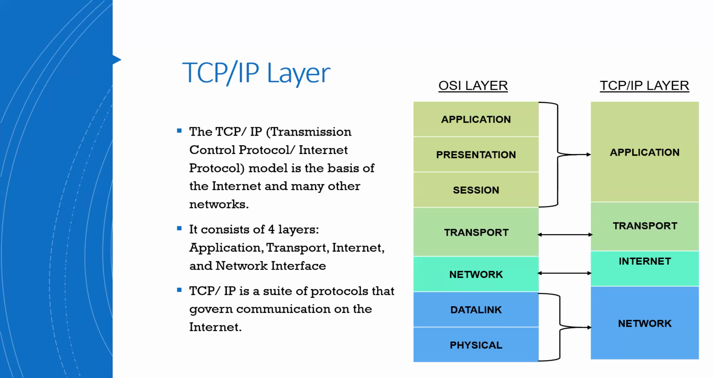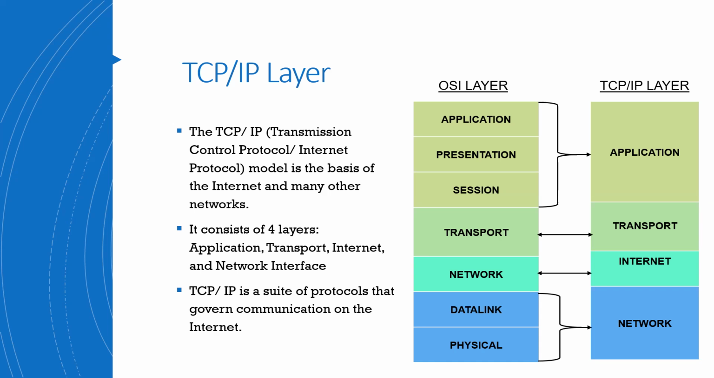TCP/IP, which stands for Transmission Control Protocol/Internet Protocol, is a suite of communication protocols used to interconnect network devices on the internet and other computer networks. So let's break down what it is, why we use it, and how it works. TCP/IP is a set of protocols that governs how data is exchanged between devices on the internet.